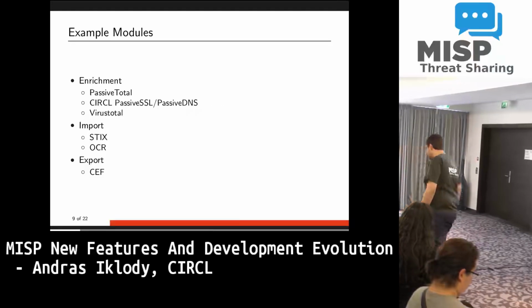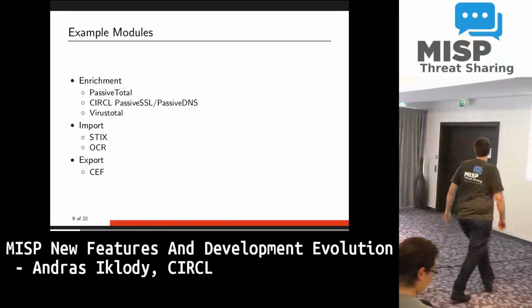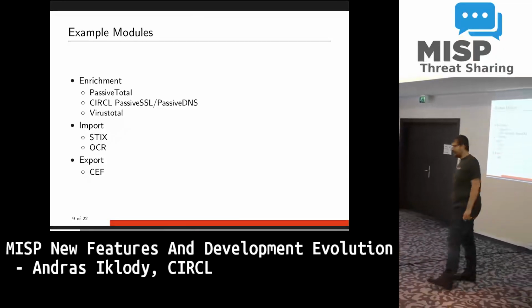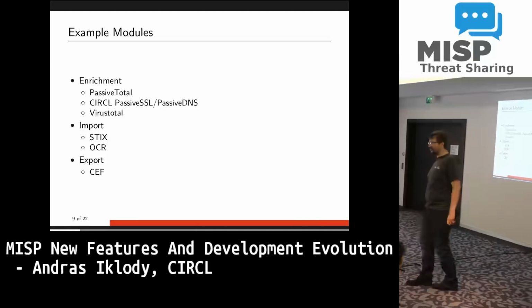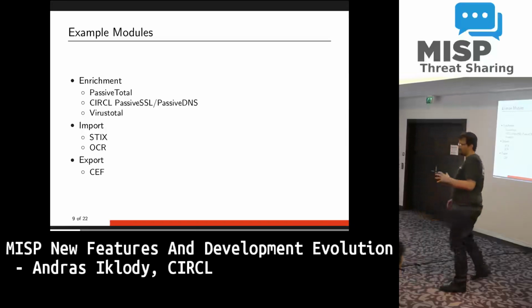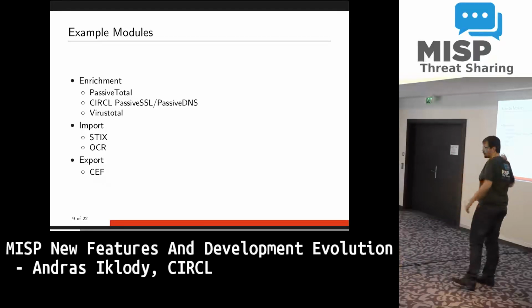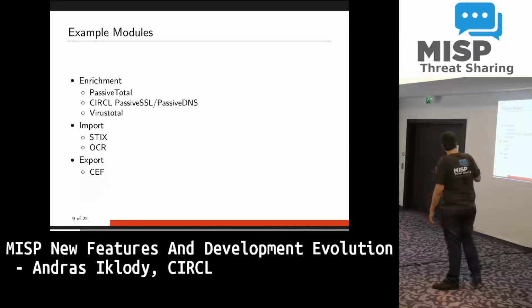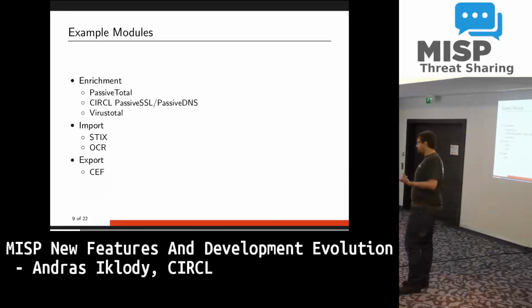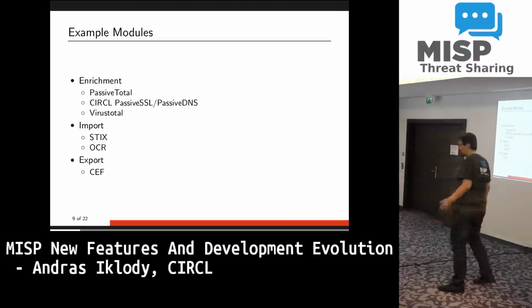Okay. So here are some example modules that we have already. For enrichment, one of the first modules that we got was PassiveTotal, which is also probably one of the most comprehensive modules that we have. It's really worth looking into how it works internally, because it's a good thing to emulate when you're building modules. Then we also have the CIRCL passive SSL and passive DNS modules. They are much more focused in what they do, but they work really well.